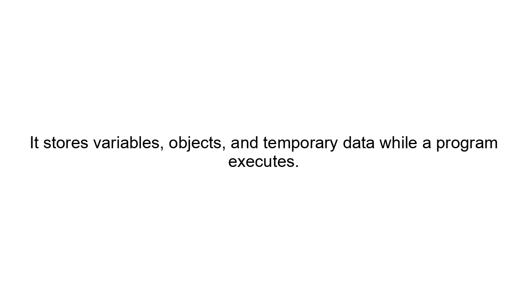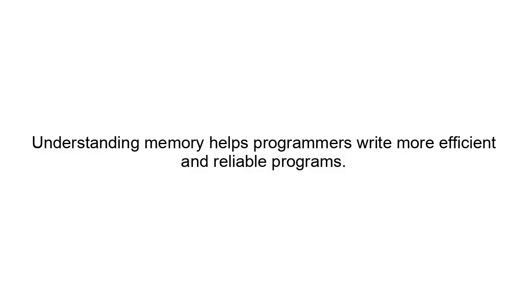Final summary. Memory is a crucial part of how programs run. It stores variables, objects, and temporary data while a program executes. Programs use memory to store information, perform calculations, and manage program state. Understanding memory helps programmers write more efficient and reliable programs.